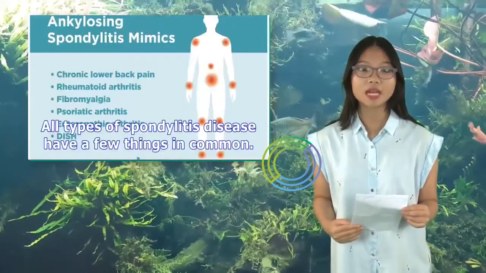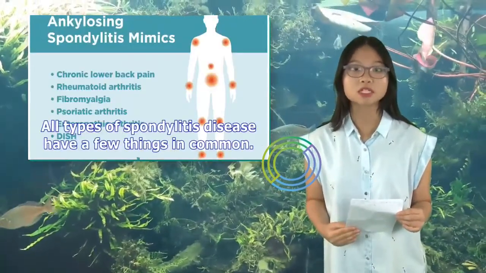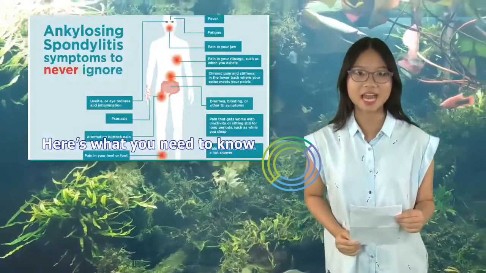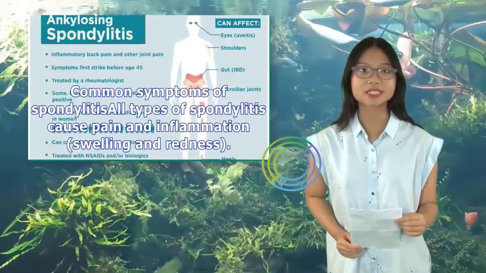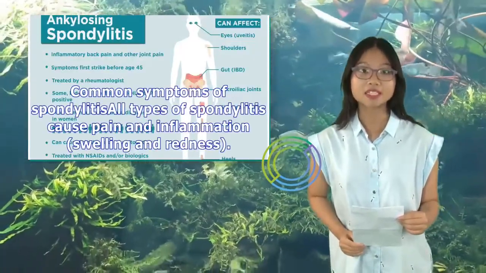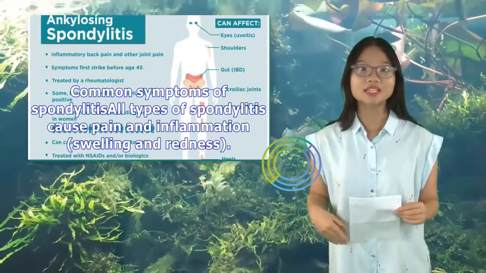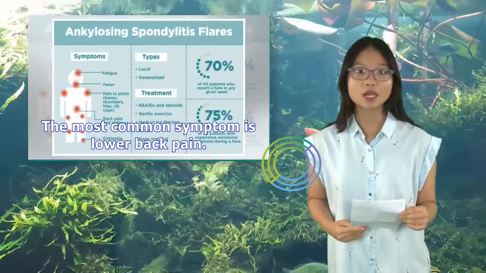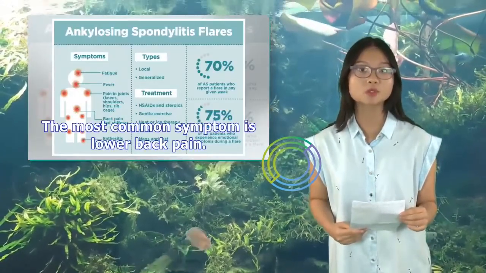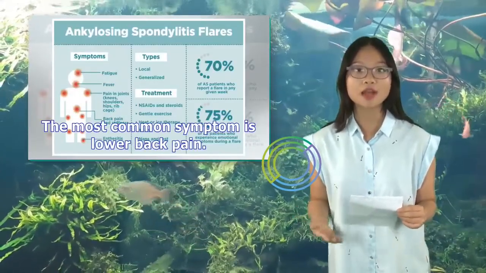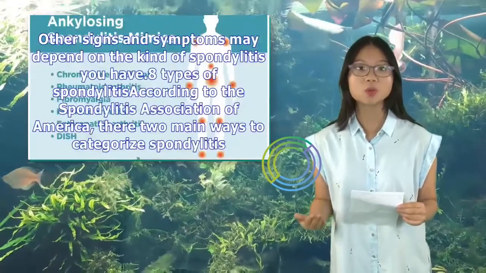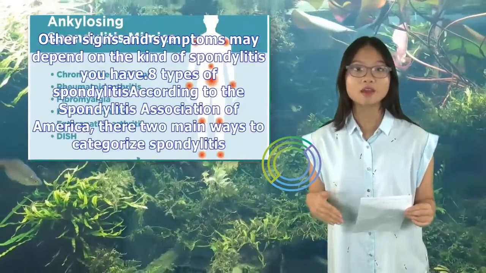All types of spondylitis disease have a few things in common. Here's what you need to know. Common symptoms of spondylitis: all types cause pain and inflammation, swelling and redness. The most common symptom is lower back pain. Other signs and symptoms may depend on the kind of spondylitis you have.